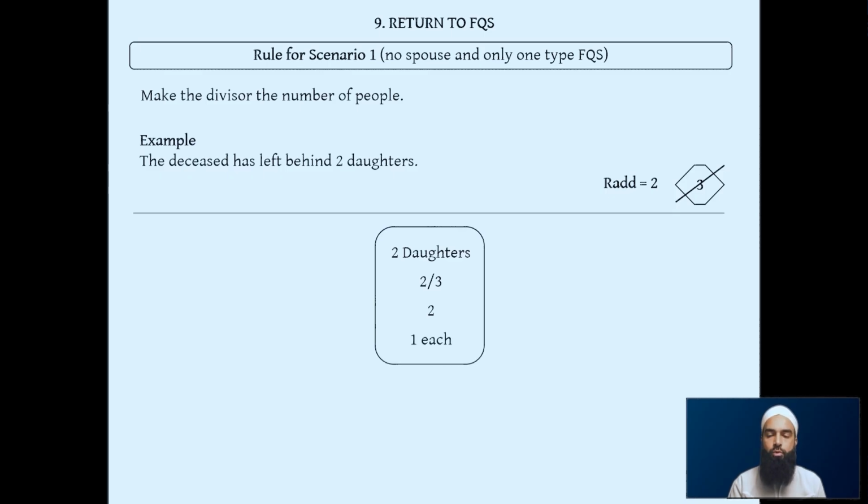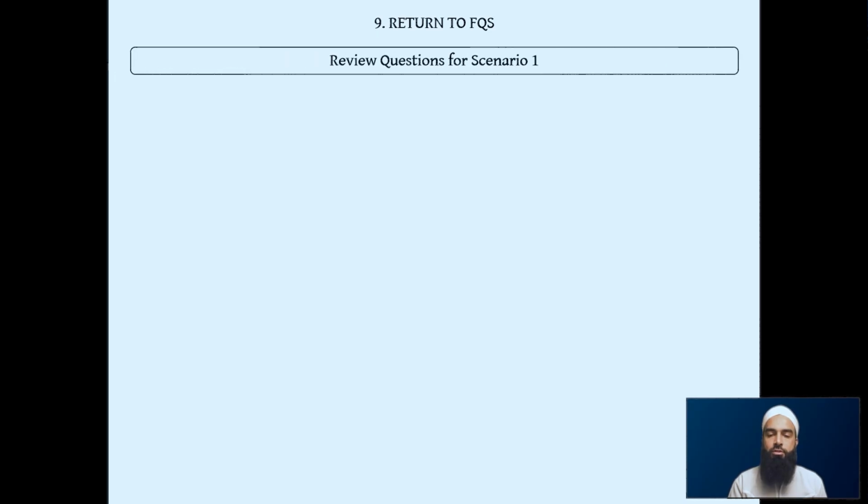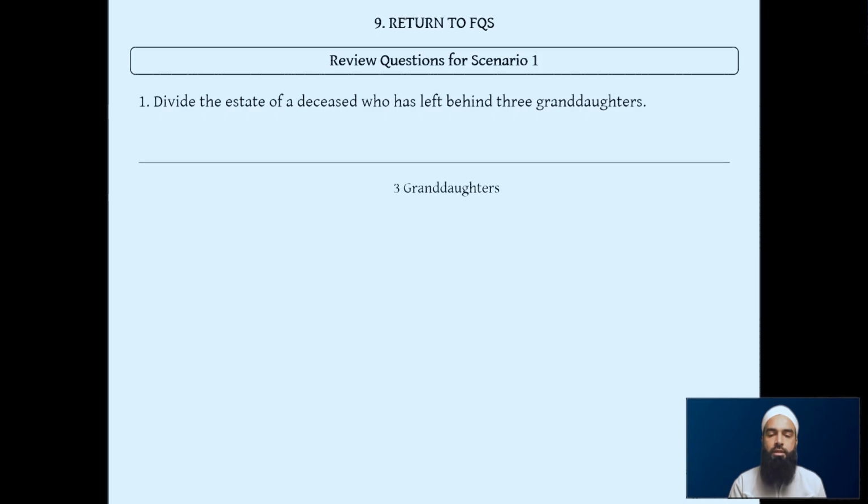Very simple rule. That's when there is only one type of fixed Quranic shareholder alive. Obviously, if there was only 1 daughter, then you'll simply make it out of 1 and give her the entire pot. So let's do some fairly easy questions quickly before we move on to number 2. Divide the estate when there are, for example, 3 daughters. Obviously everyone knows it'll be 2/3. You make it out of 3 again.